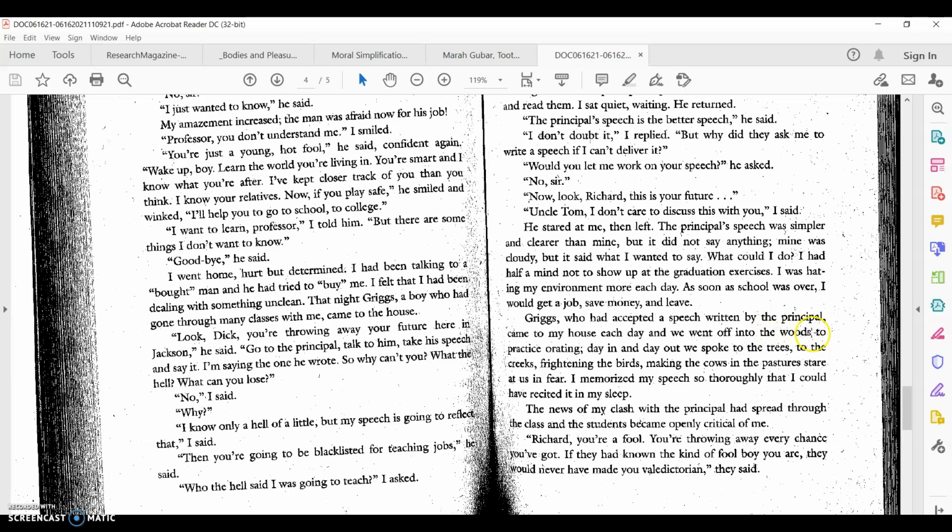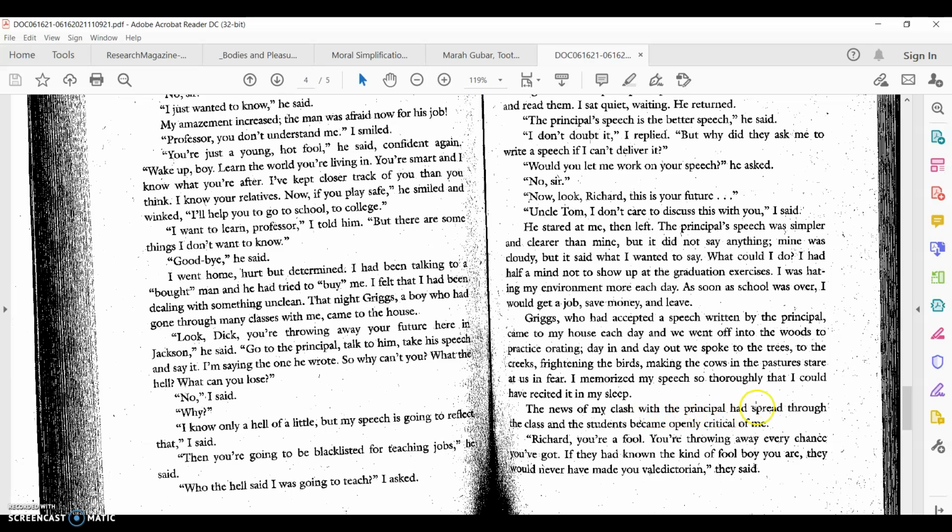Griggs, who had accepted a speech written by the principal, came to my house each day, and we went off into the woods to practice orating. Day in and day out, we spoke to the trees, to the creeks, frightening the birds, making the cows in the pastures stare at us in fear. I memorized my speech so thoroughly that I could have recited it in my sleep.